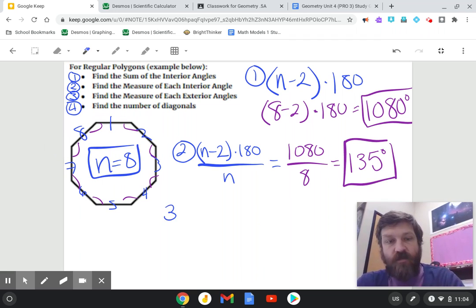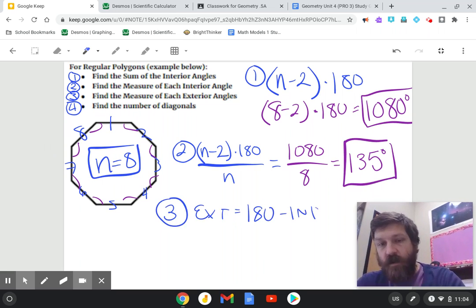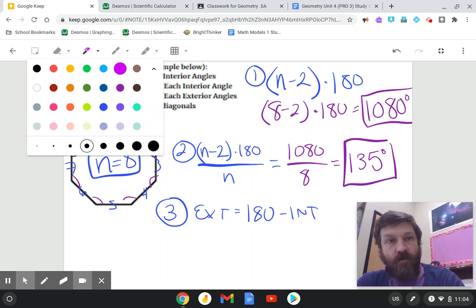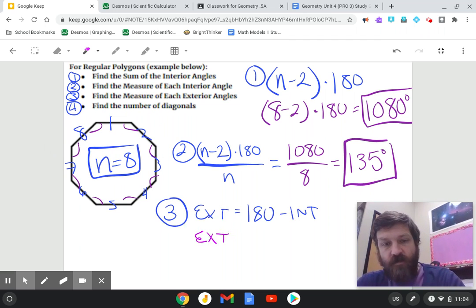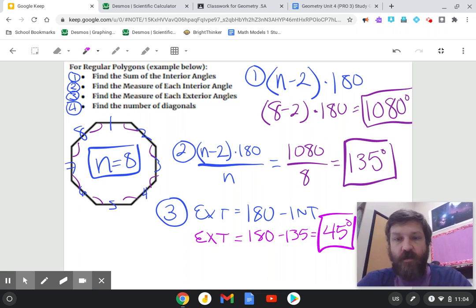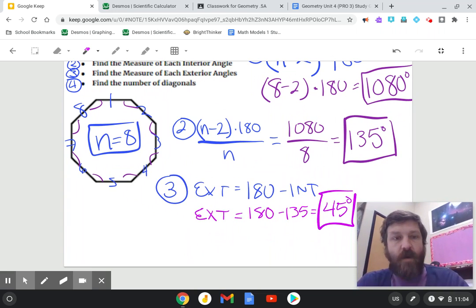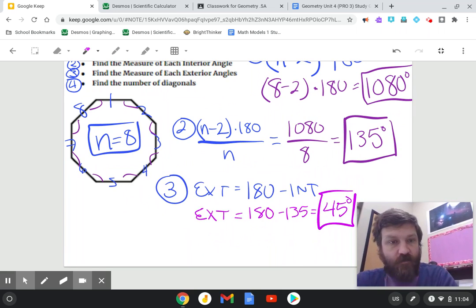Number 3, again, uses the answer from the previous one. For exterior angles, you have to do 180 minus the interior angle. So for ours, it means that the exterior angle is equal to 180 minus 135, which equals 45 degrees. That's the measure of an exterior angle of that polygon. And the exterior angle, if you remember, is the measure of this angle out here. So we know where the interior angles are. Those are in the dark purple, and the pink would show us a picture of what the exterior angle would be referring to.